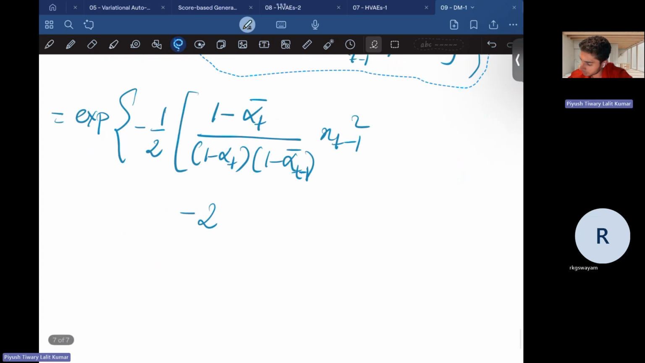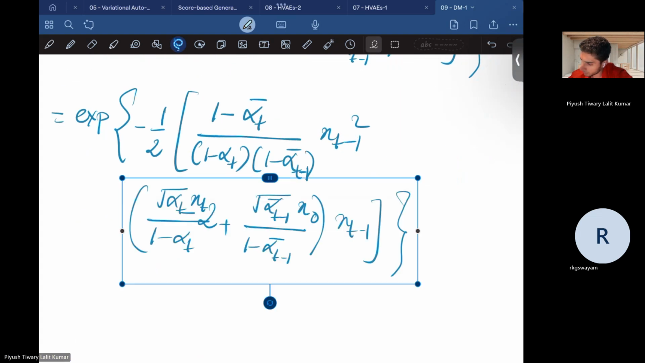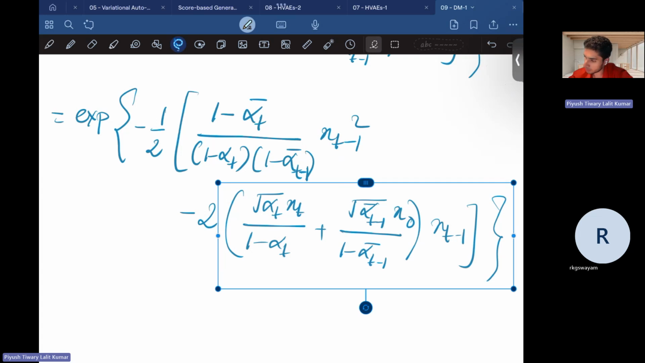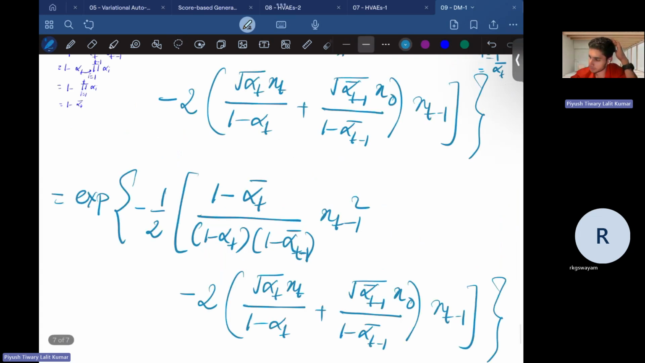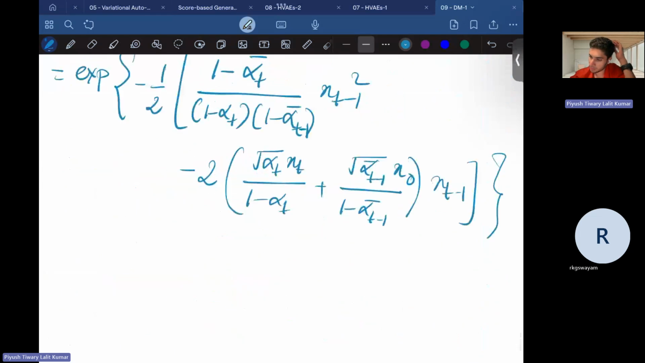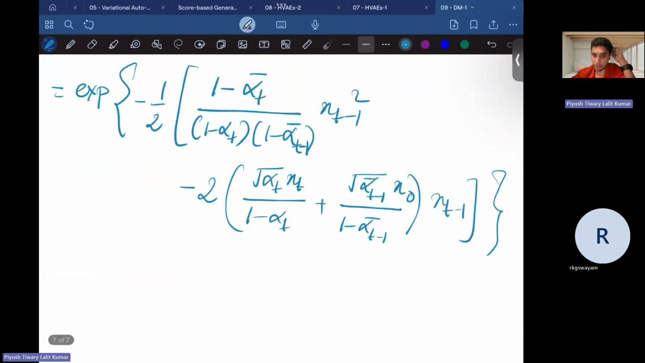Just copy, paste. Is this fine? I am just simplifying the xt minus 1 square term. That's all. Yes, this is what we have got till now. Okay.